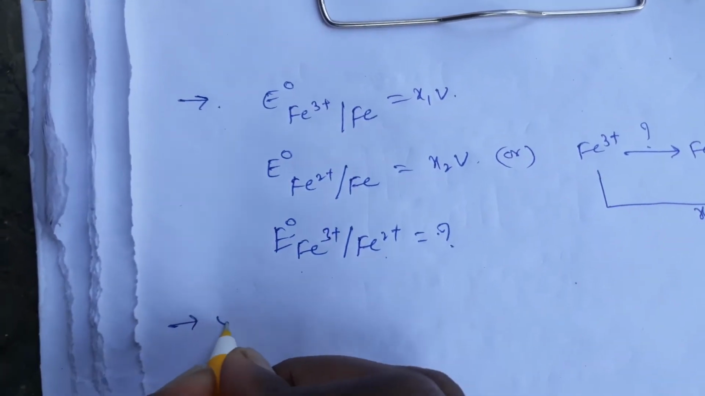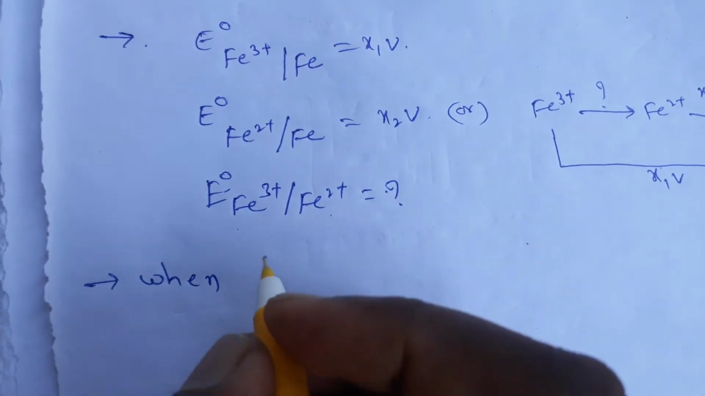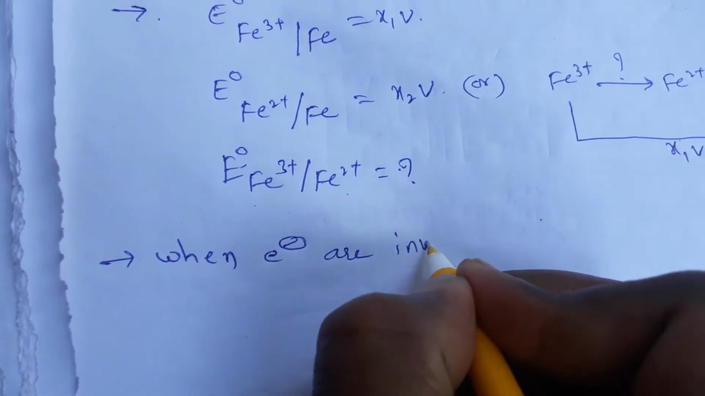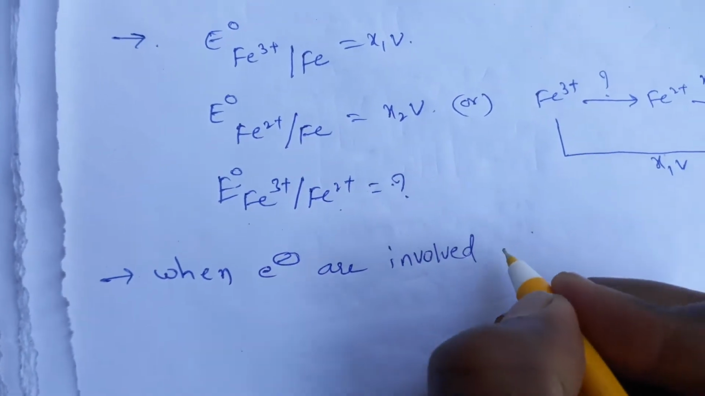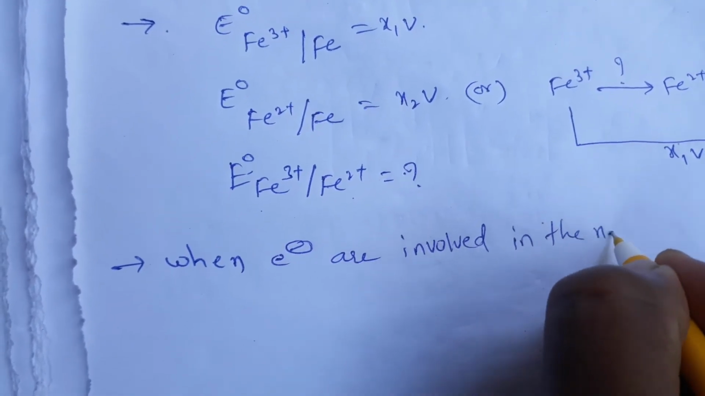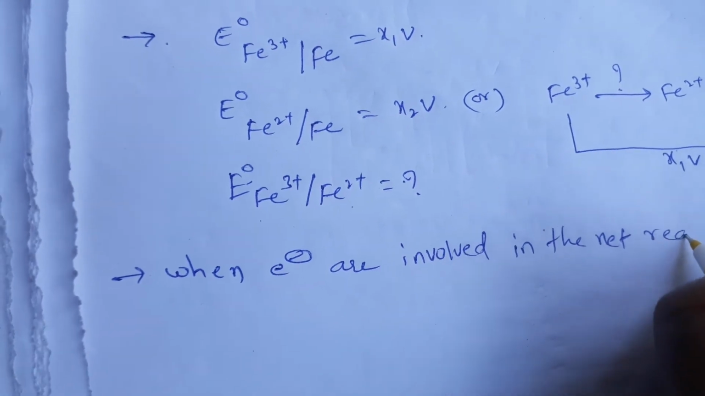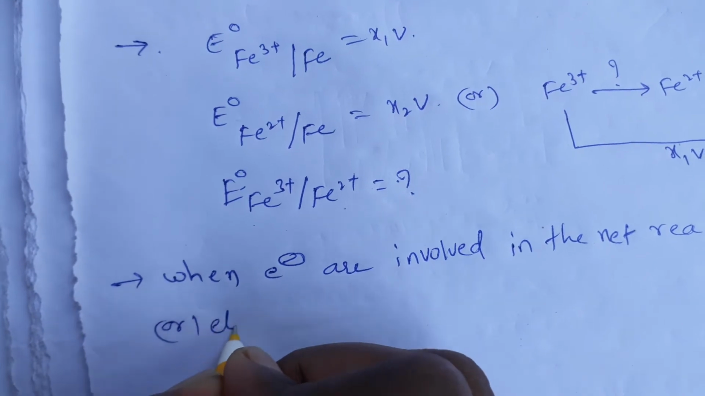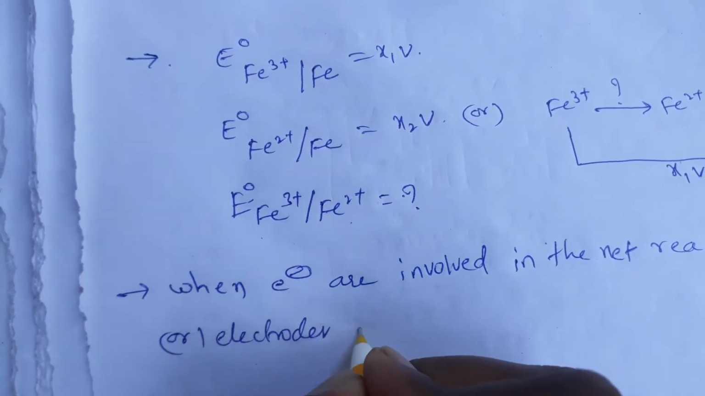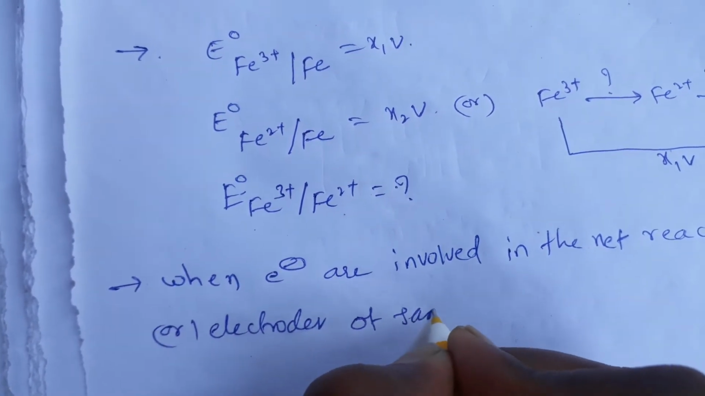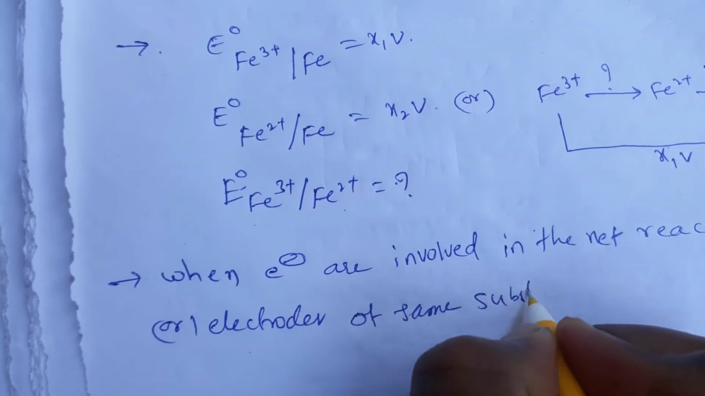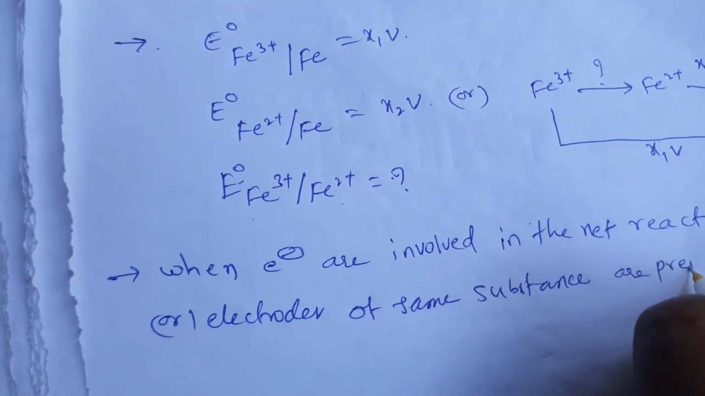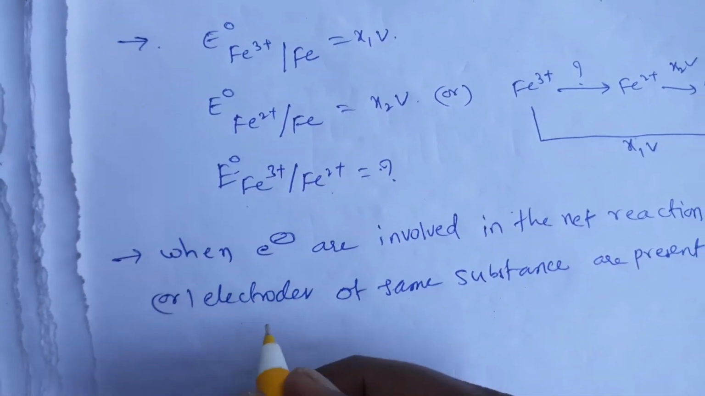So here, when electrons are involved in the net reaction and electrodes of the same substance are present, in that case we have to find out like this.